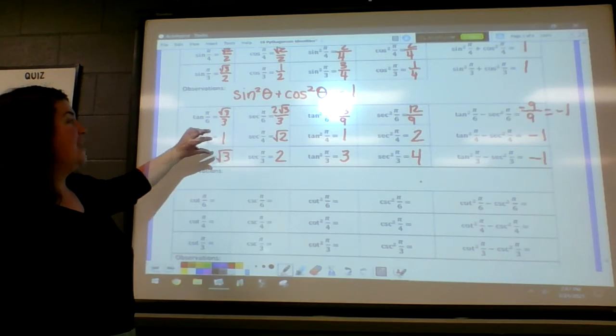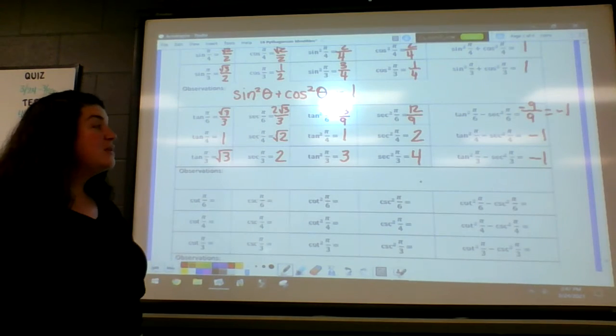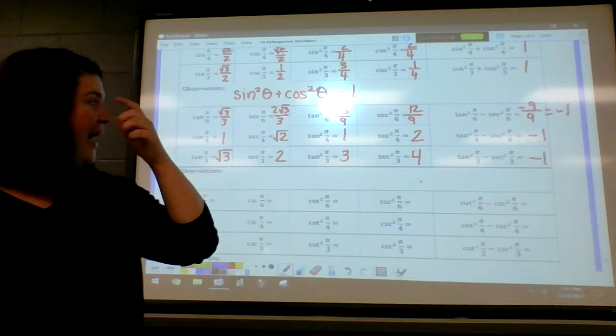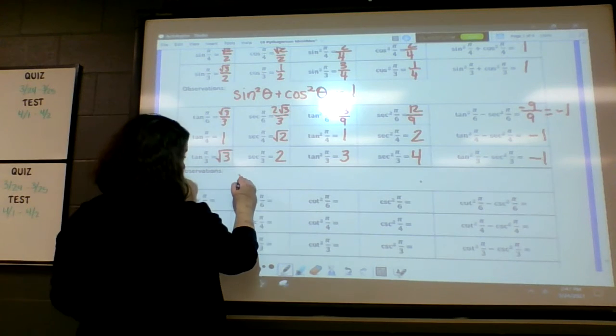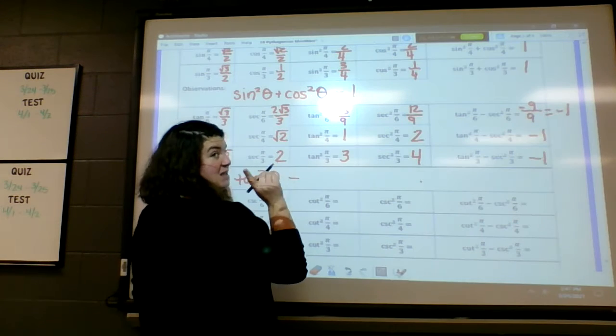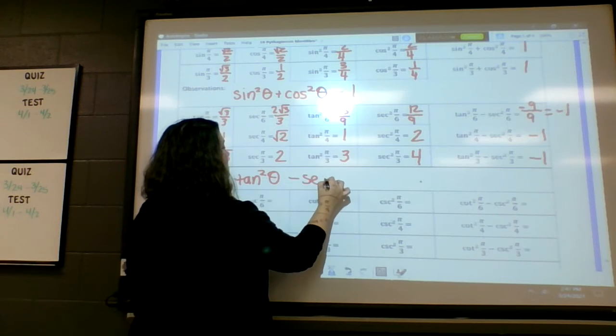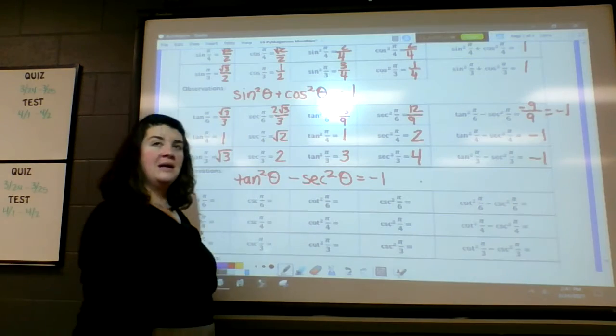Those ones you didn't have to go through all of the crazy fractions, right, to get there? So there is a relationship as well for a Pythagorean identity in terms of tangent and secant, and the relationship is that tangent squared of an angle minus, in this case, secant squared of an angle will always be equal to negative 1.